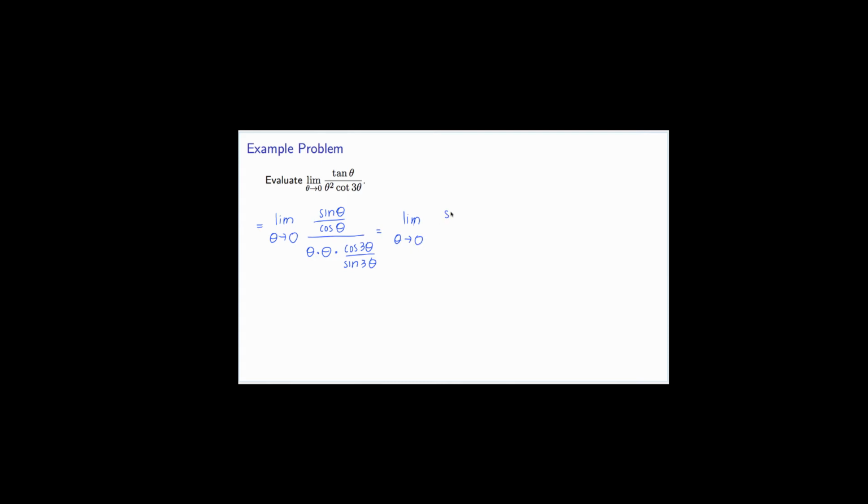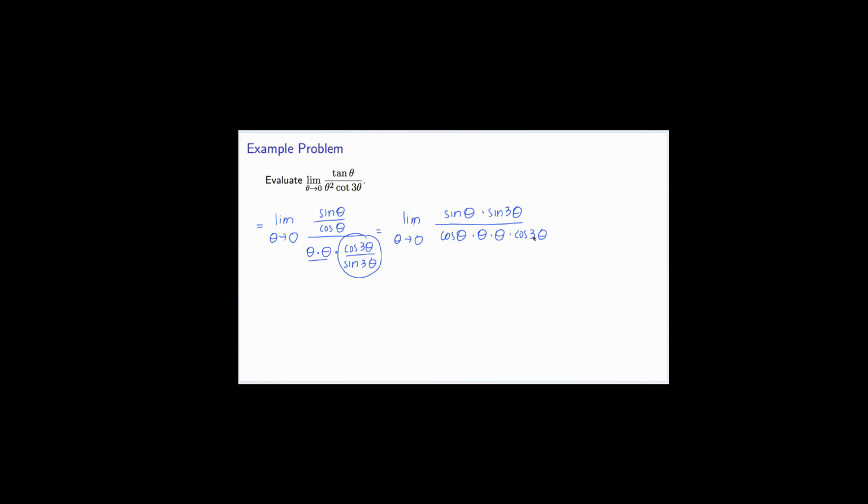So again, let's get a simple fraction, so we get the limit as theta goes to 0. Now on the top, I have a sine of theta in my numerator, I'm going to have that denominator, my cosine theta, and then my theta squared, so times theta, and then this fraction in the bottom will actually flip, so that sine of 3 theta will come up, and I have a cosine 3 theta in the denominator.